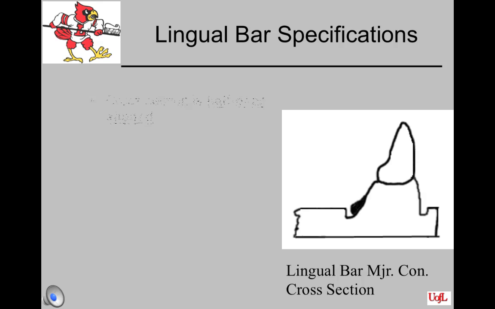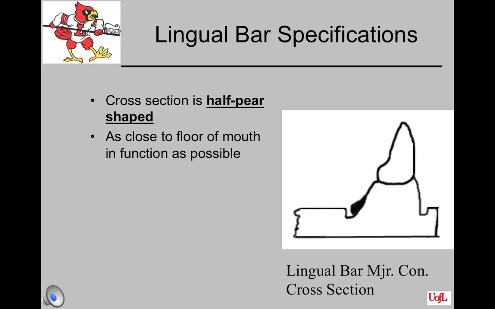Note the cross section is half pear-shaped and well-rounded at the lower border of the bar so as not to irritate the floor of the mouth in function, even though it is supposed to be placed slightly above the floor of the mouth in function. The superior border blends into the soft tissue so that it does not draw the tongue's attention to it. The bar as a whole is placed as close to the floor of the mouth in function as possible so that it too is not noticeable to the tongue.